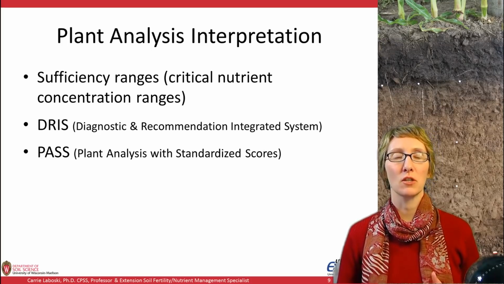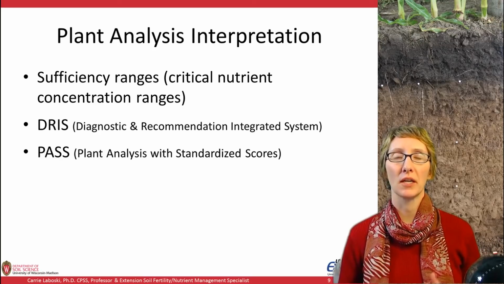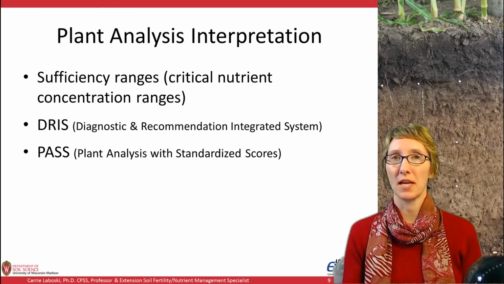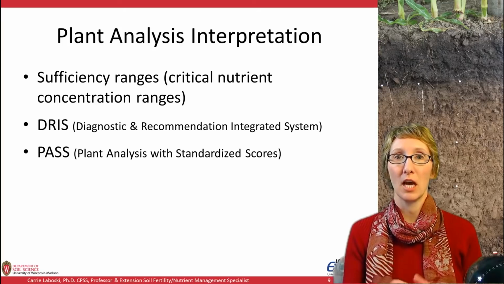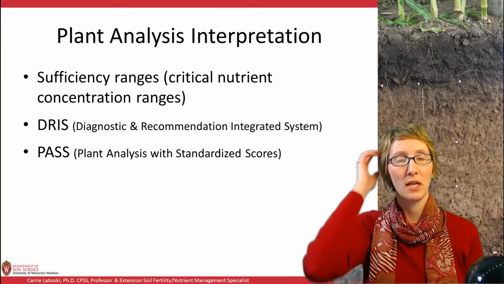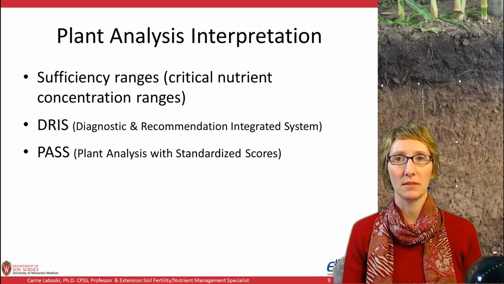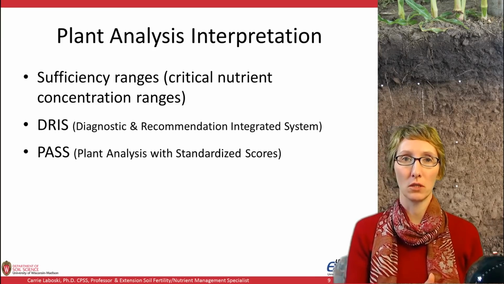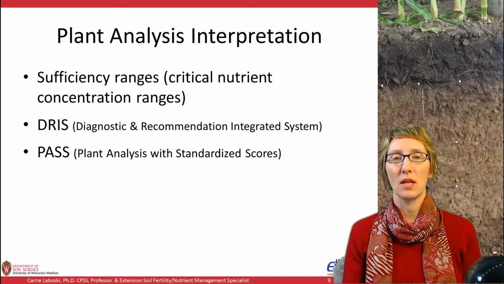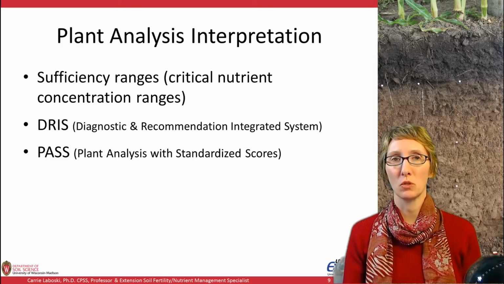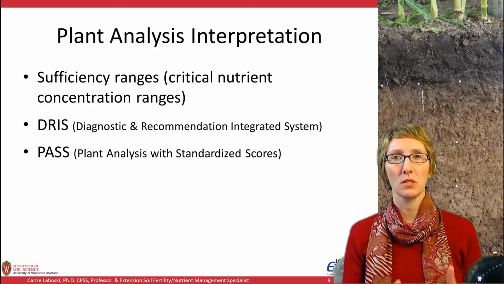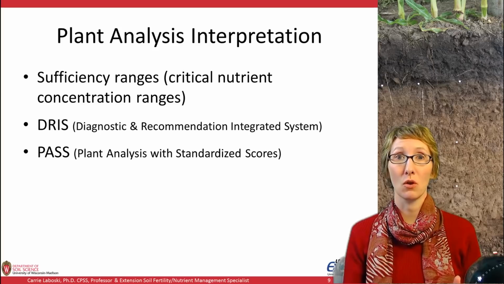Now the sufficiency ranges we can think of as being a little bit more like soil test values. You just look at a parts per million or a percent, and are you too high, just right, or too little? The DRIS approach and the PASS approach look at ratios between some of the nutrients, and we'll get into that in more depth. But it's important to note that DRIS scores have not been developed for all crops, and PASS scores have also not been developed for all crops.